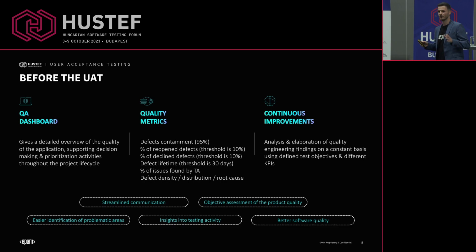And here comes my favorite, quality metrics. I brought some examples for you. For instance, defect containment. We use it with a threshold of 90 or 95%, which is about finding the issues as early as possible. If that's not the case, like in late stages, you have many bugs, this threshold will be violated. The other two, really favorites from this list, is the percentage of reopened defects.